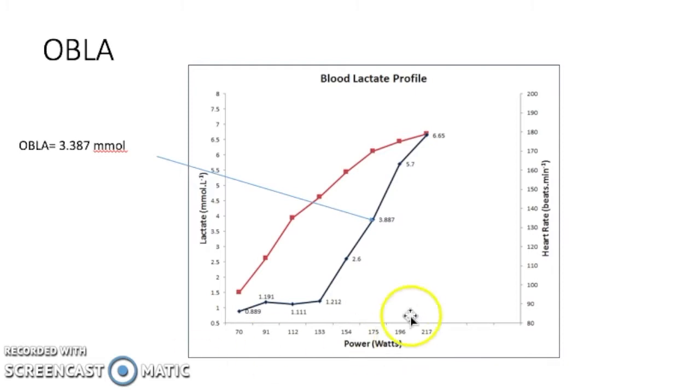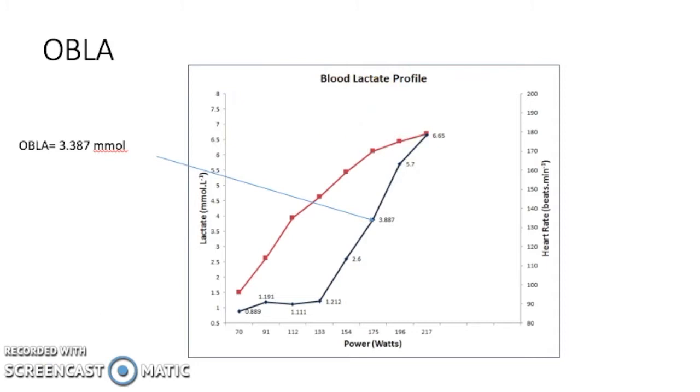So on this graph in front of here, 4 millimoles of lactate, if you look along, on this graph the OBLA would be 3.387 millimoles of lactate. This is taken from a lactate threshold test we did at uni, and this is showing the blood lactate profile.